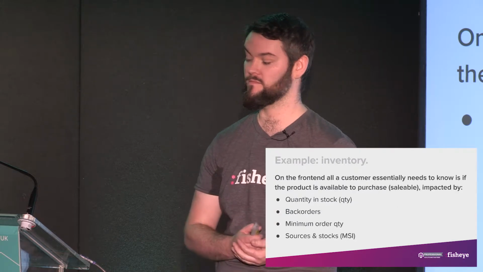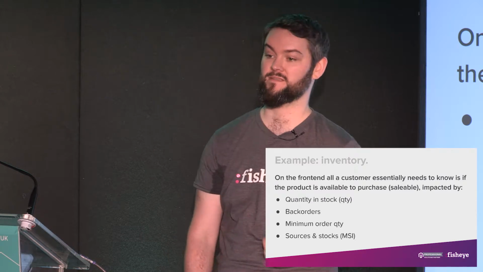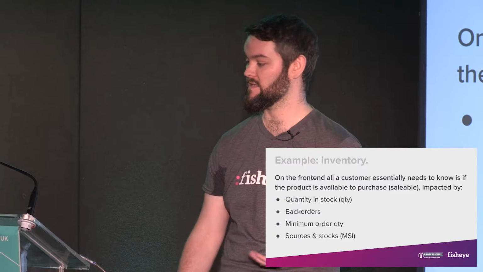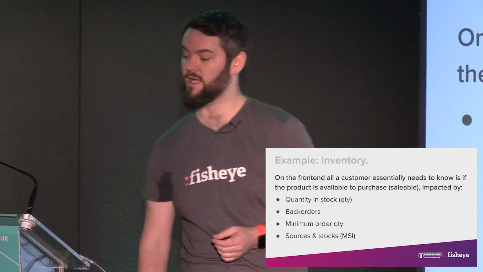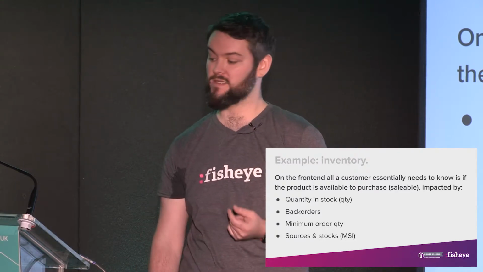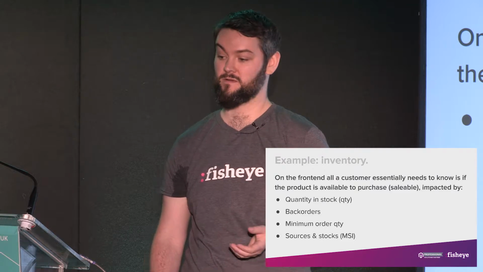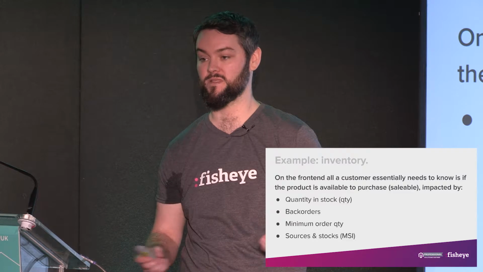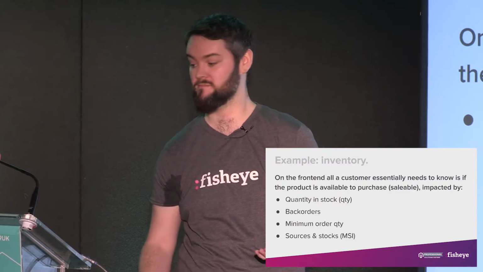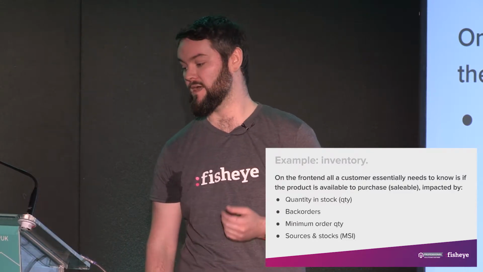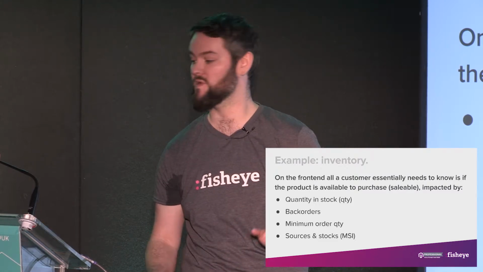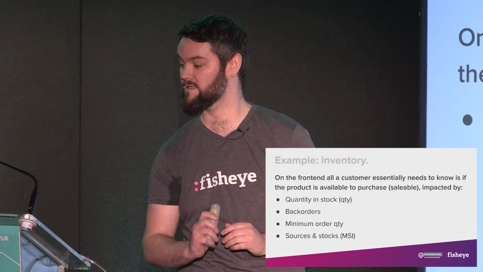Inventory, again, all that really matters to the customer is whether something's in stock or not, whether they can buy it. Magento likes to call it saleable. But again, this is impacted by multiple things: the quantity, whether back orders are enabled, whether there's a minimum order quantity. So you've only got 5 in stock, but you need the minimum order quantity of 10, that's technically then not in stock. And with Magento 2.3, there's obviously the multiple source inventory that adds even more complexity, but I'm not going to go into that today.